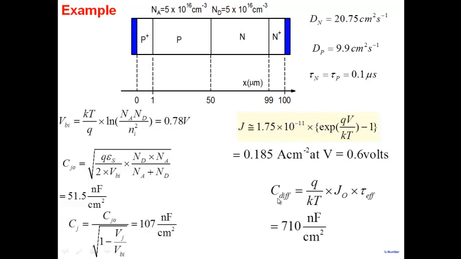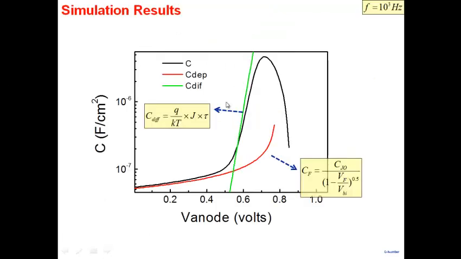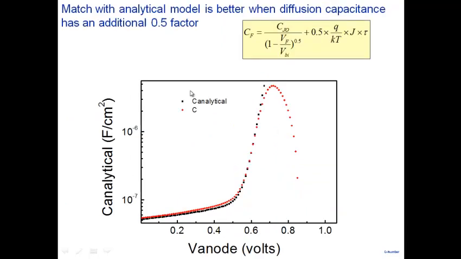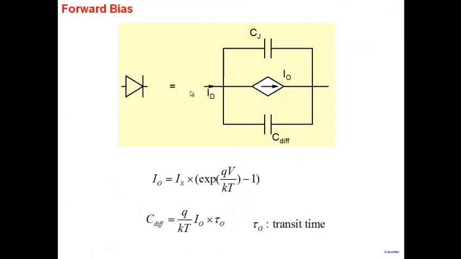I have a couple of other comparisons with simulation results, but I'll skip that. So in forward bias, as I said, you can think of a diode as a current source with two capacitances, Cj and C diffusion. And you can even forget about Cj.